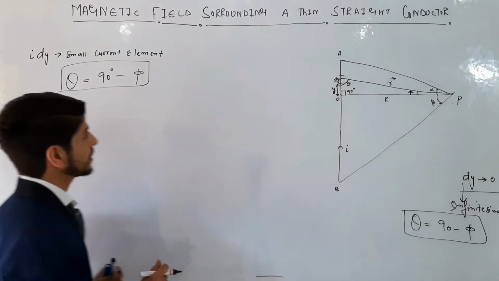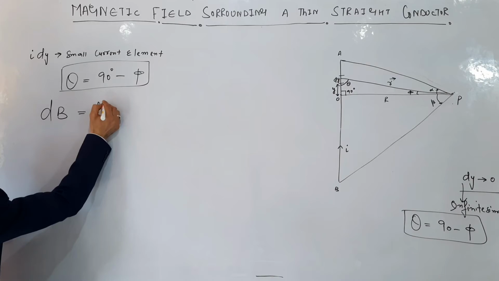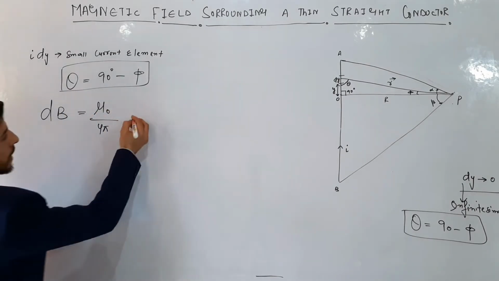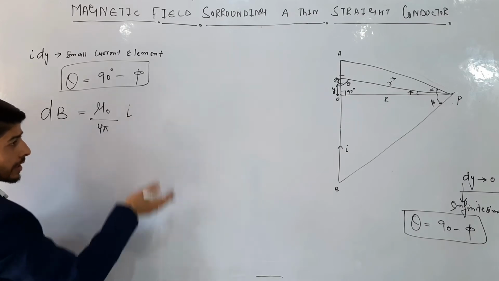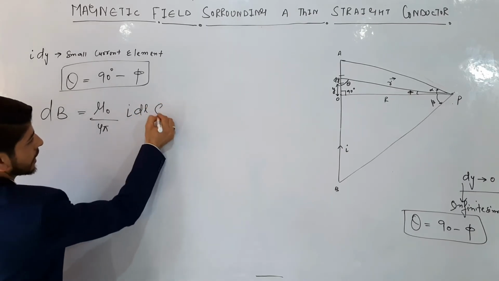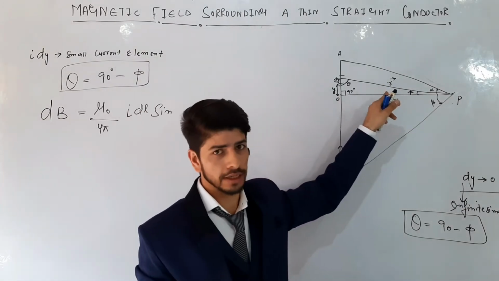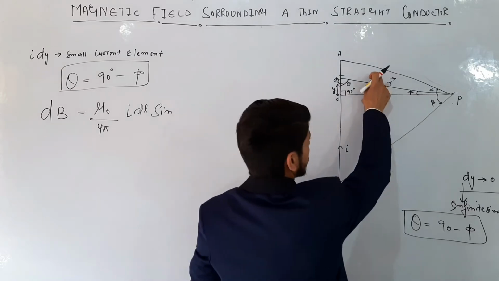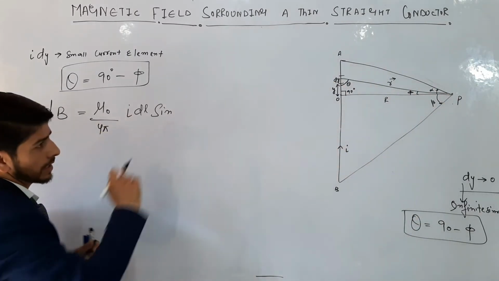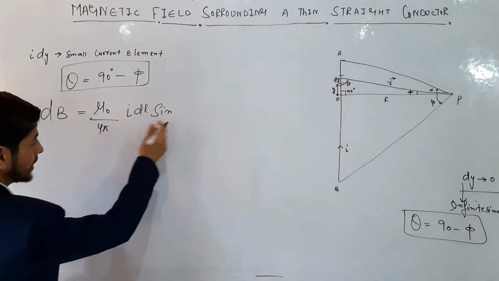We know that the magnetic field due to this small current element, dB, is equal to mu naught upon 4 pi, where mu naught is the magnetic permeability, times I dl, where I is the current flowing through the conductor and also through this current element, times sine of the angle which this current element makes with the position vector. What position vector? The position vector is from the current element to the point where you have to find the magnetic field. The position vector is r, and this current element makes an angle theta. We write I dl sine of theta.